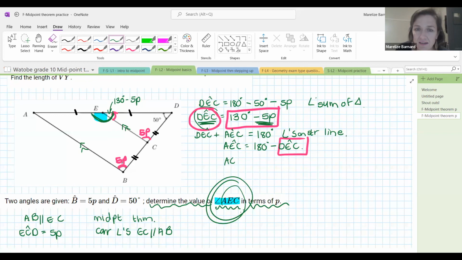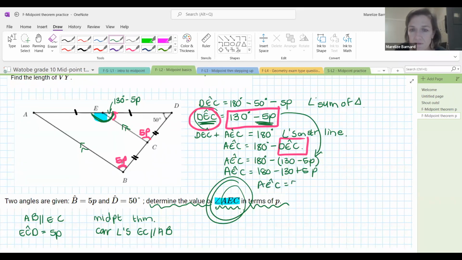So AEC then, which is the angle we are solving for, is 180 minus (130 minus 5p). That we get from here, right? Because that's what we said DEC was. And now we just need to simplify a little bit. So you get 180 minus 130 plus 5p. And that gives us that it's 50 plus 5p. And that is fine because we don't get an actual value for angle AEC. We just get it in terms of p. You're going to have a p in your answer if it says solve for it in terms of p.